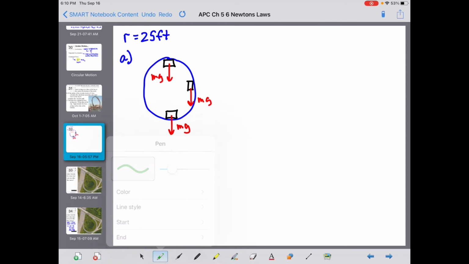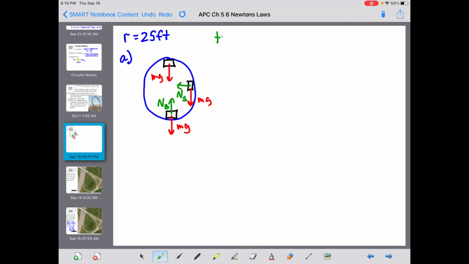Your object is going to be supported. It's going to have a normal force acting on it there. Okay, when it's on the side, it's not going to be in free fall because the motion is turning. And if the motion is turning, it's going to have a normal force. So I'm going to go normal bottom, normal side. At the very top, it will also have to have a normal force.